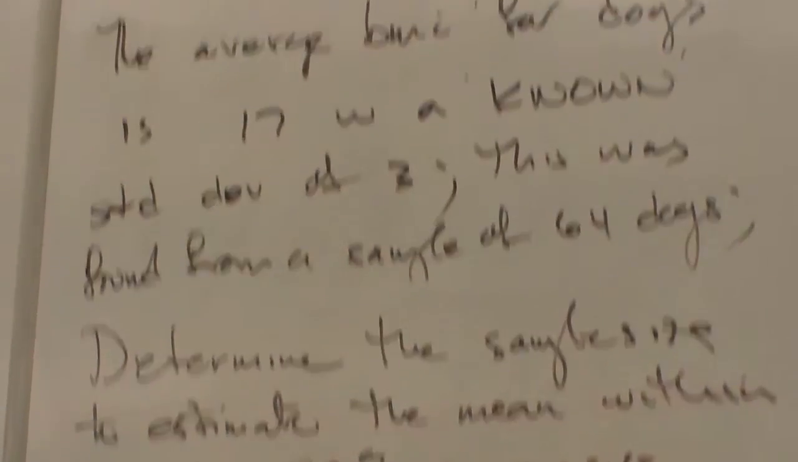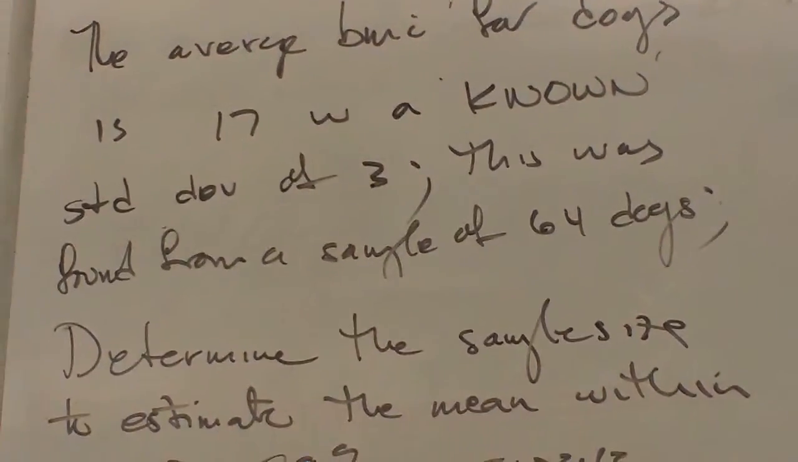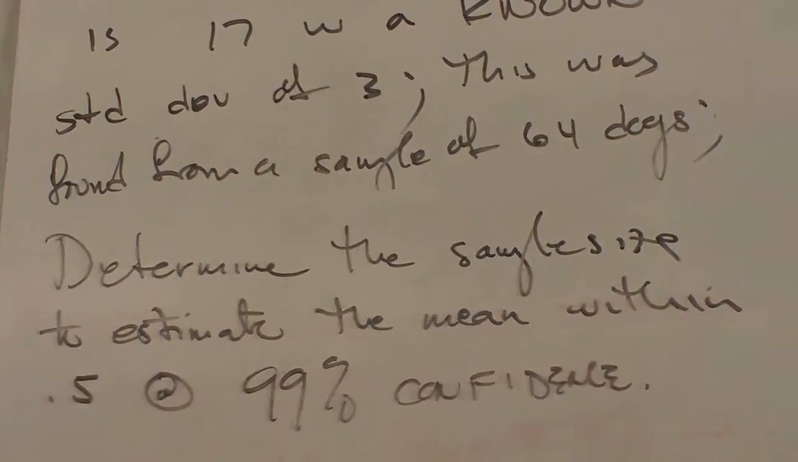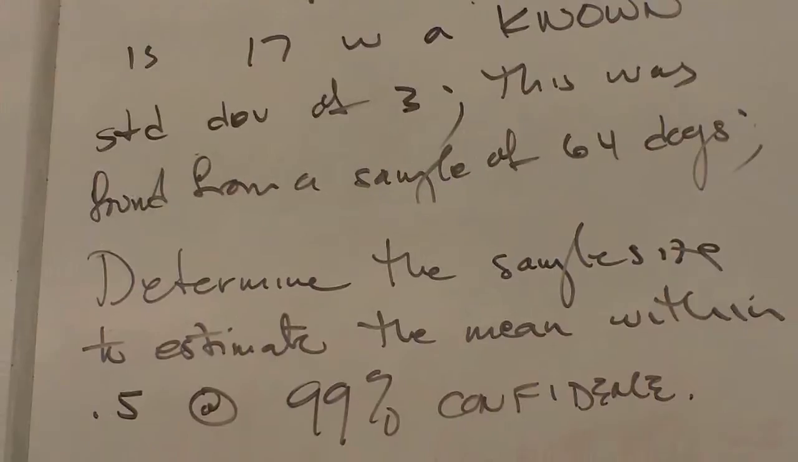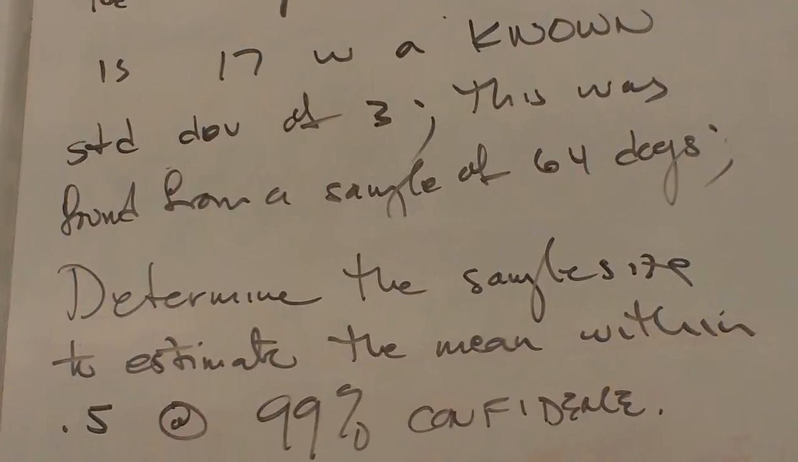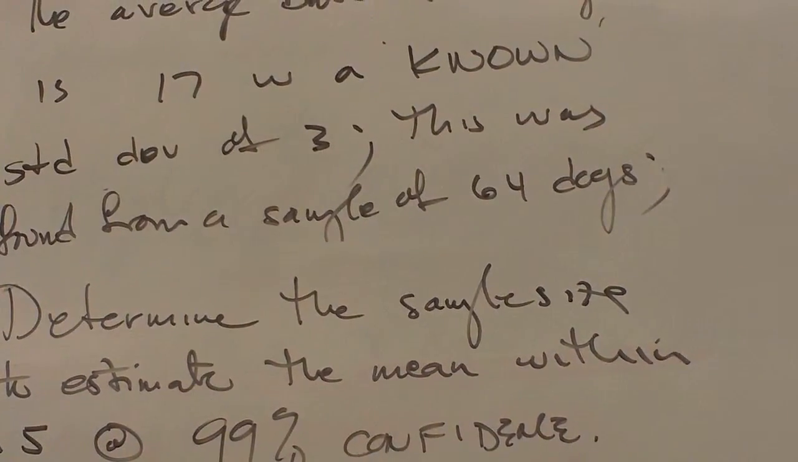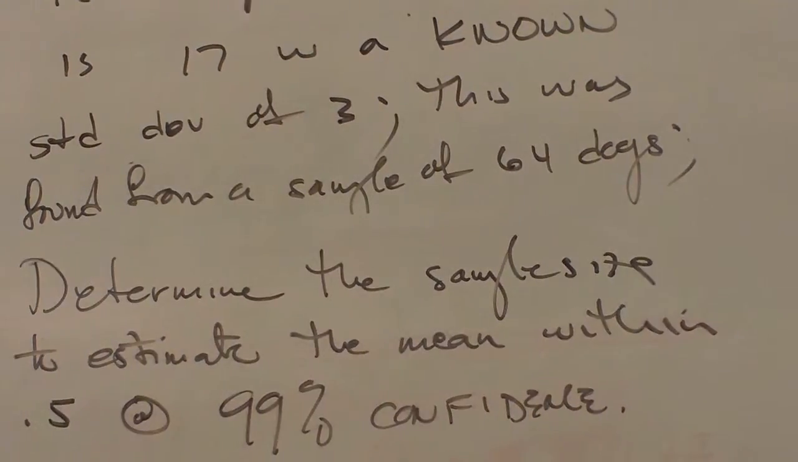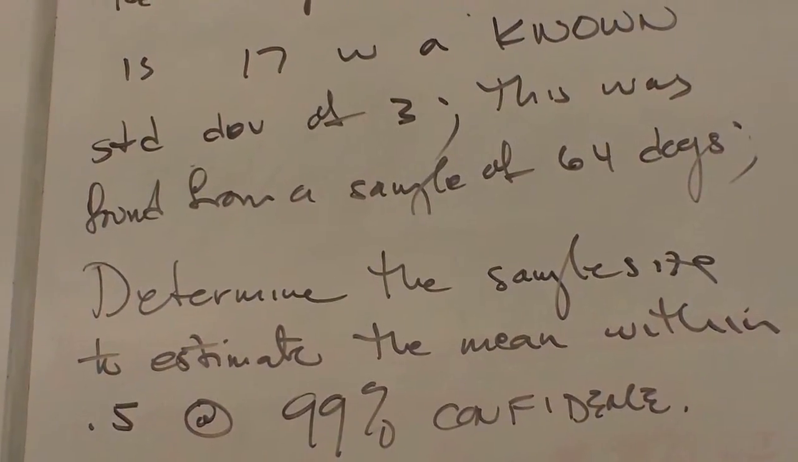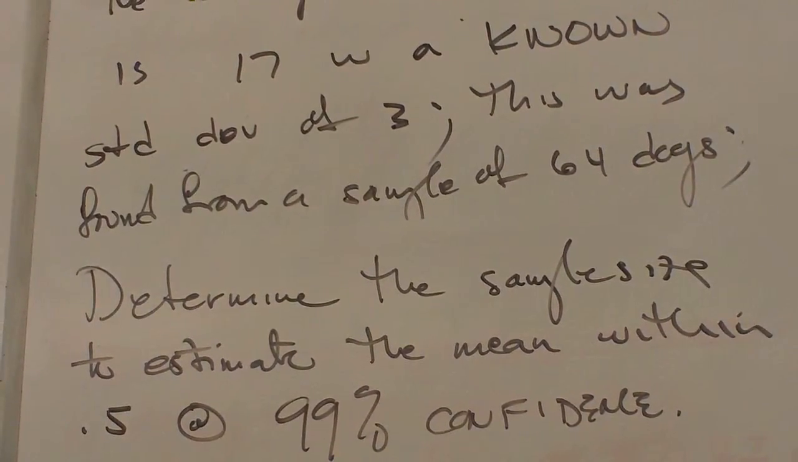That first sentence is still the same. The average BMI for dogs is 17 with a known standard deviation of 3. This was from a sample of 64 dogs. The question is, what's the sample size I need to estimate the mean within 0.5 at 99% confidence?